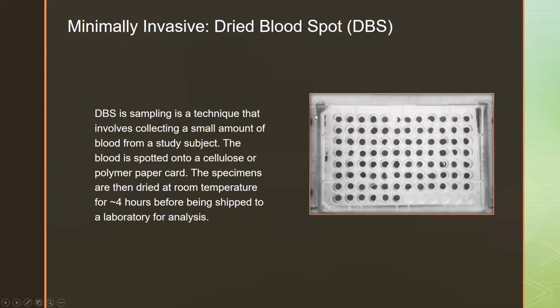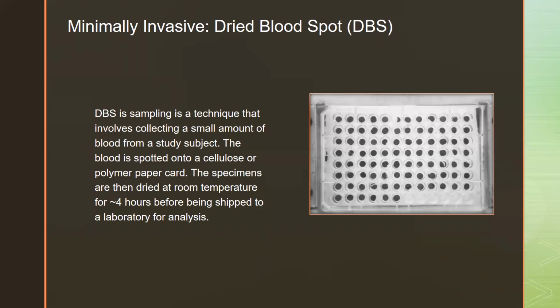Okay, so dried blood spots. I'm just going to refer to it as DBS from here on out. But DBS is a sampling technique that involves collecting a very small amount of blood from a study subject. The blood is typically spotted on cellulose or polymer paper cards. You can see them, they can come in like little 4-packs.